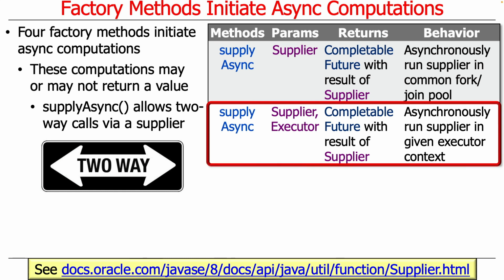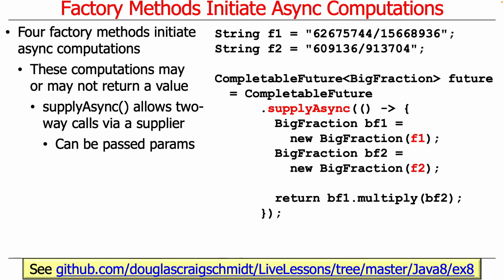The second version of supplyAsync takes a supplier and an executor. It also will return the results of calling the supplier. In this case, however, the supplier is going to run asynchronously in whatever context is provided by the executor, which could be some other fork join pool besides the common fork join pool. Could be the common fork join pool, but why would you ever do that? Just use the default parameter version here, the first version of this. And it could also be an executor that points to some other kind of thread pool, like a fixed size thread pool, a cached thread pool, your own custom thread pool, whatever you want to do. So those are ways of being able to customize the behavior.